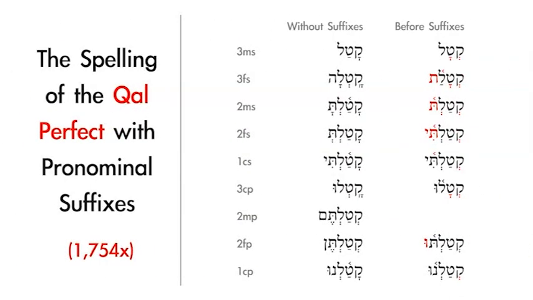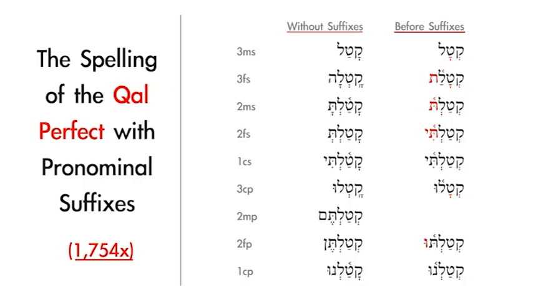We'll begin by looking at pronominal suffixes that are attached to the Qal perfect. The spelling of the Qal perfect with pronominal suffixes appears on your screen now, and you can see that pronominal suffixes will appear on the Qal perfect verb approximately 1,700 times in the Hebrew Bible. If you look on the right of your screen, you'll see two paradigms. In the left-hand column, you see the Qal perfect strong verb paradigm that you've memorized from chapter 13. In the right-hand column, you see what those verbs look like before they take a pronominal suffix. I've highlighted all the changes in the vocalization or the spelling of the word before a pronominal suffix, and you can see some of them experience pretty significant changes.